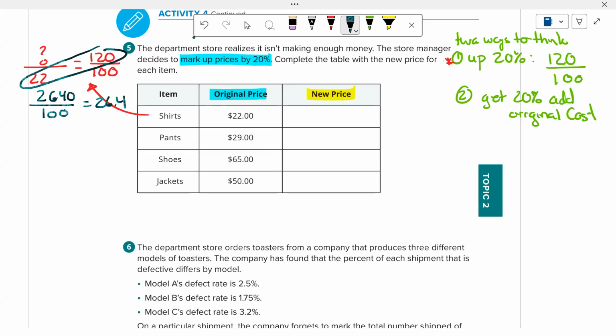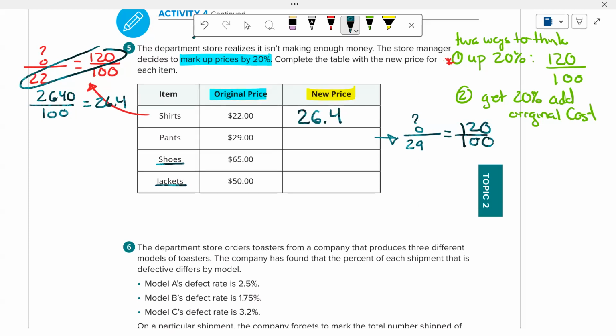$26.04. So the new price is $26.04. So I'm going to make you do shoes and jackets. I'm going to do pants. Pants will be over here. So once again, the original price here is the whole. $29 has to equal 100%. I want 120%, so we do our math again. 120 times 29.